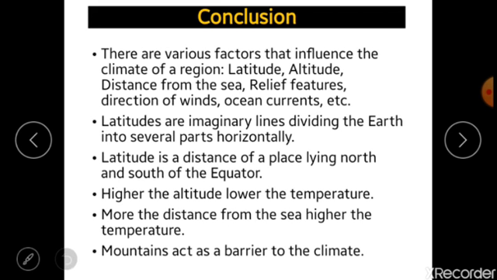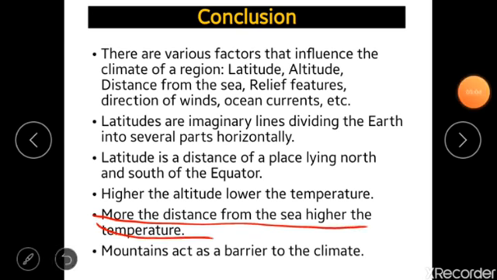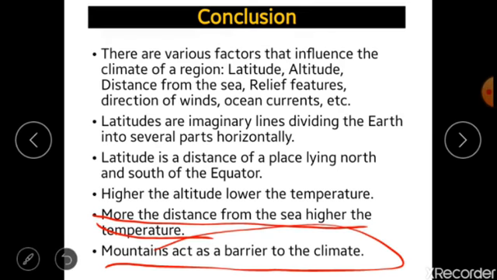So we discussed latitudes, that they are the imaginary lines which divide the earth into several zones, and that the higher the altitude, the lower the temperature, that the more the height of an object, the lower will be the temperature, and the more the distance from the sea, the higher the temperature will be. The temperature will be high, and mountains act as a barrier to the climate.